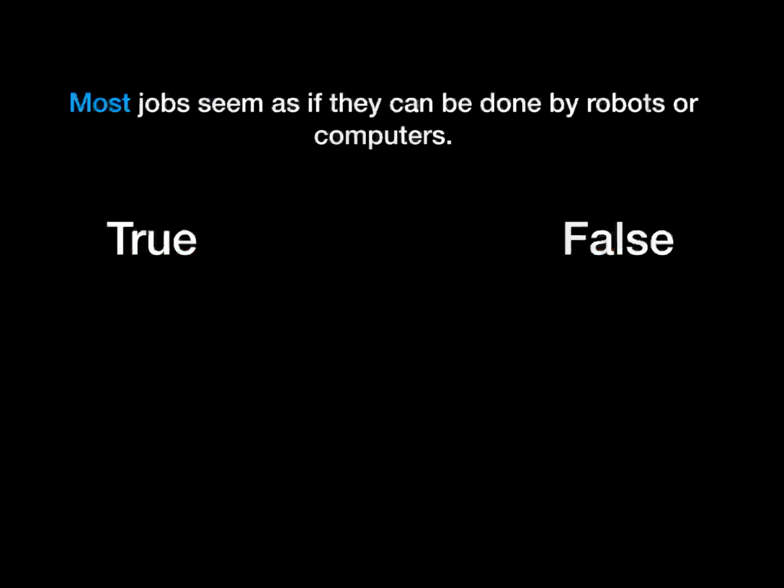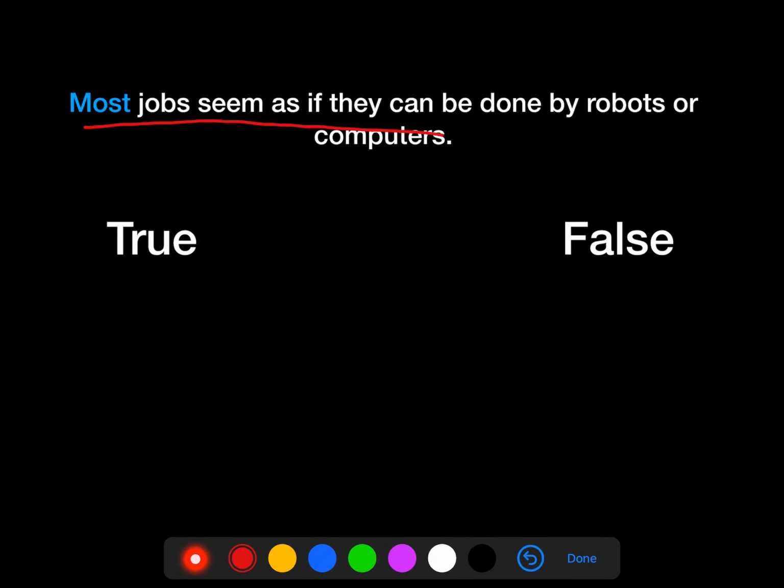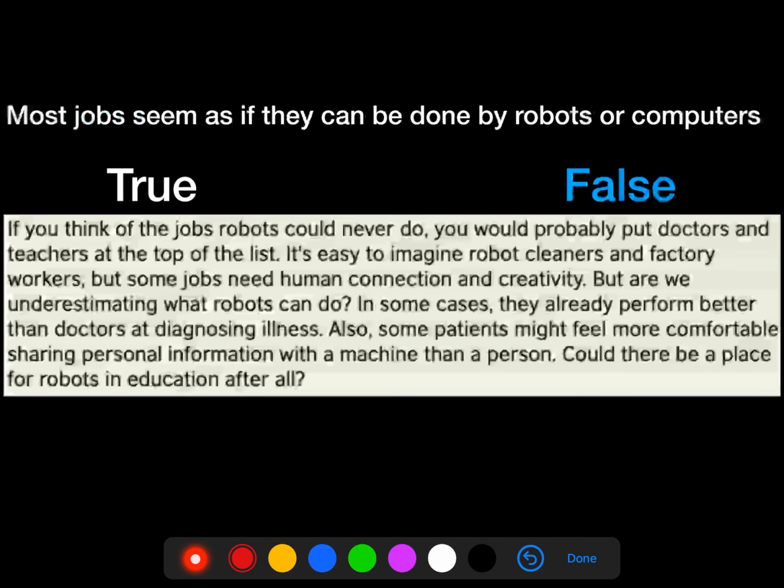From the text, we have found some of the information, so we're going to use that. Let's read question number one. Most jobs seem as if they can be done by robots or computers. Is this true or false? The answer is false. So why is this false?